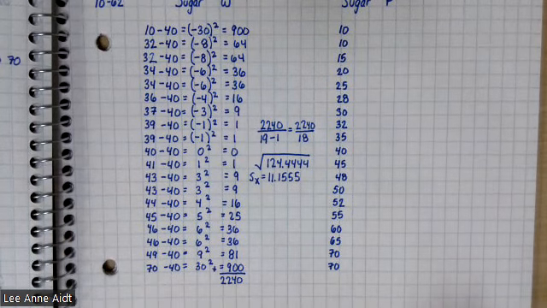Usually I round it to 4 decimals, so this would be 8889. Does that make sense?